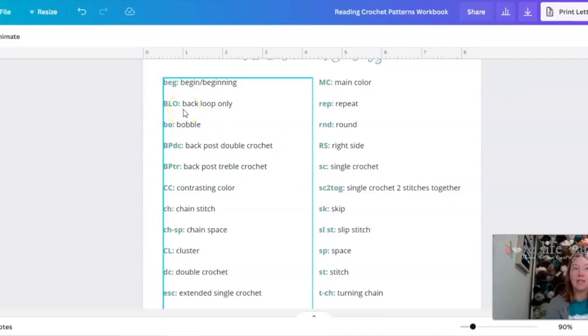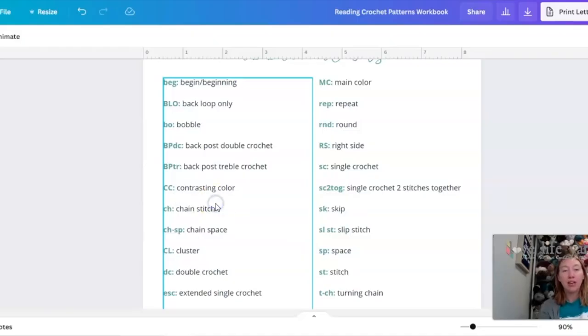We saw this a day or so ago in our other lesson, when it talks about working in just one loop. You could have that or a front loop. A BO is usually a bobble. BPdc, and that P is not always capitalized, but sometimes it is, is the back post double crochet. And then same thing for the back post treble. CC will always be your contrasting color, so you'll only see that if you have a main color. And sometimes if you have many colors, you might see CC1, CC2. It just helps you know which color is which.